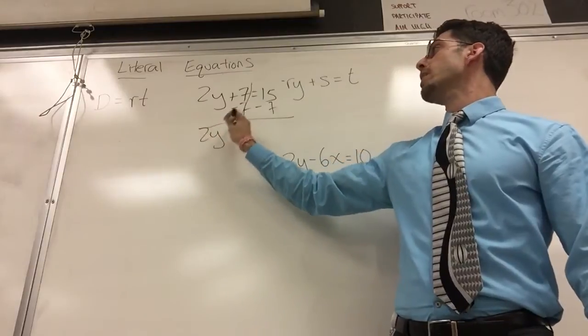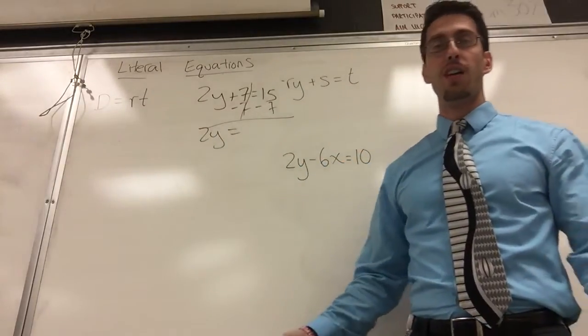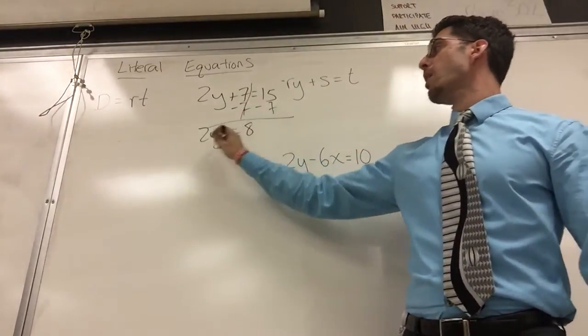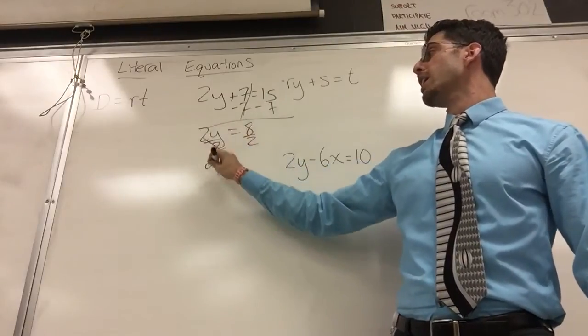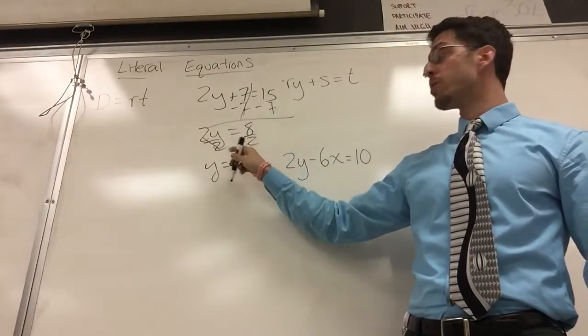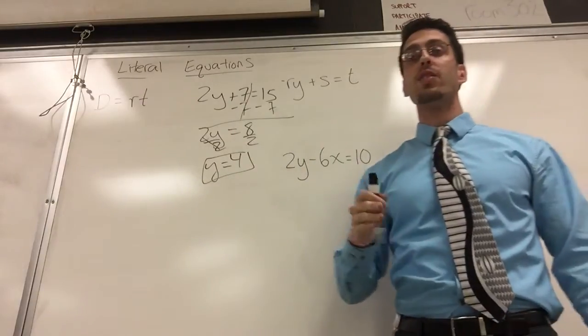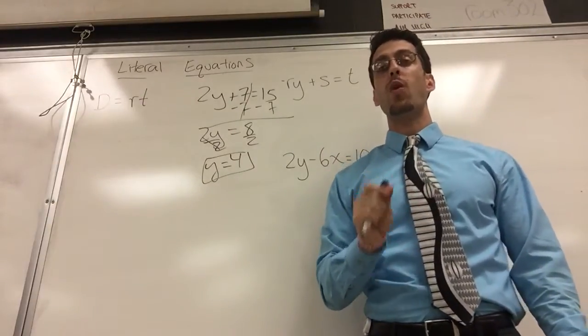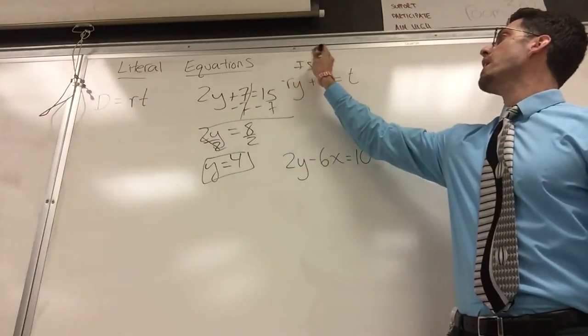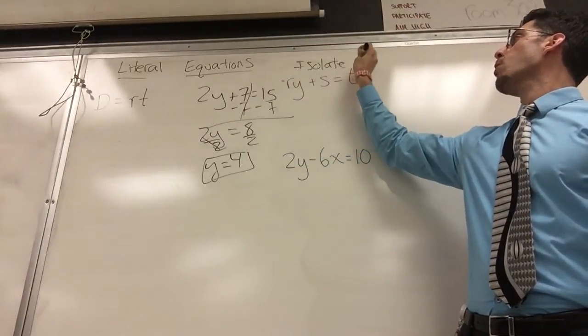Okay, 2y drops down. 15 minus 7, what is that, 8? Okay, divide by 2, and I get an answer because I know what 8 divided by 2 is. It's 4. Here, I don't really want an answer. I just want you to isolate the y. Get y alone.